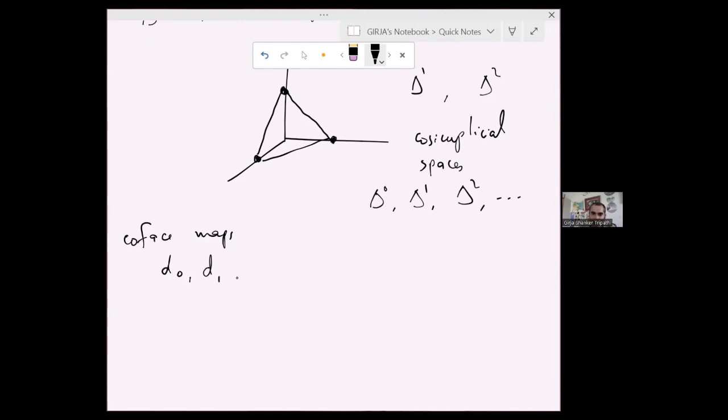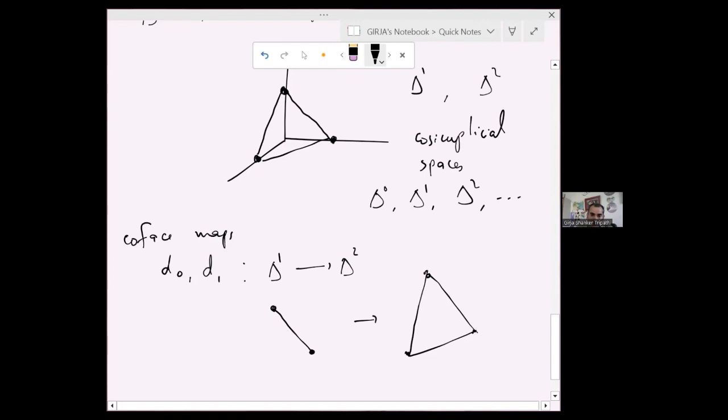So for example, we get d0, d1. Let's look at this one. What should this do? From here to here. This is just this subset in R3, and we want to map it this way to this delta 2. So d0, what will it do? It will leave out this. In a way, it will end up picking up this face. So it will pick up the face opposite to the zeroth vertex in here.